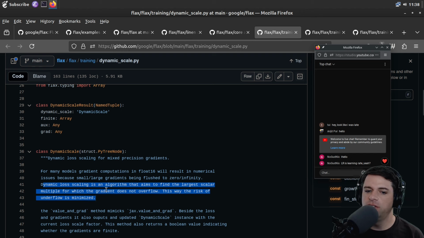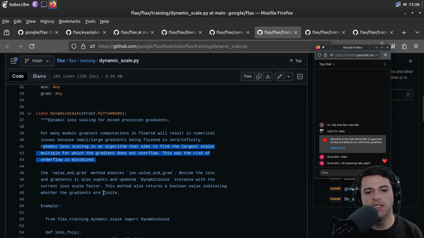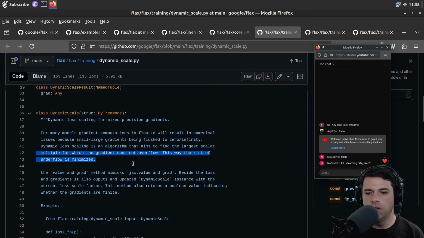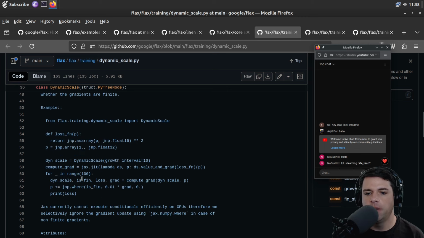It aims to find the largest scalar multiple for which the gradient does not overflow. Huh. This way, the risk of underflow is minimized. The risk of underflow. What about the risk of overflow? I don't see where the asymmetry is. Okay, so the asymmetry is we're looking for the largest scalar multiple for which it does not overflow. Okay. So the value and grad method mimics value and grad besides the loss scaling, blah, blah, blah.